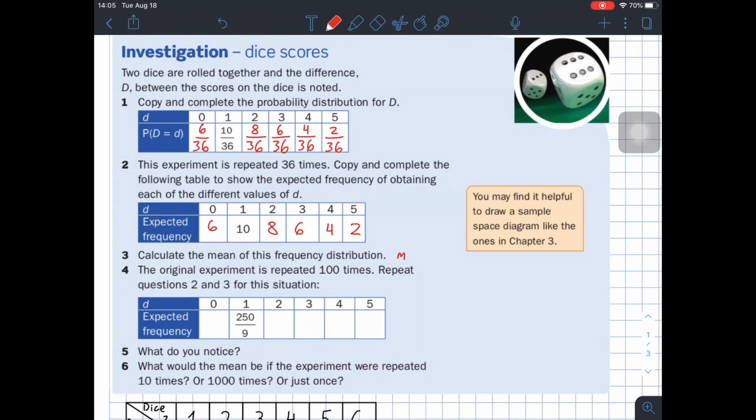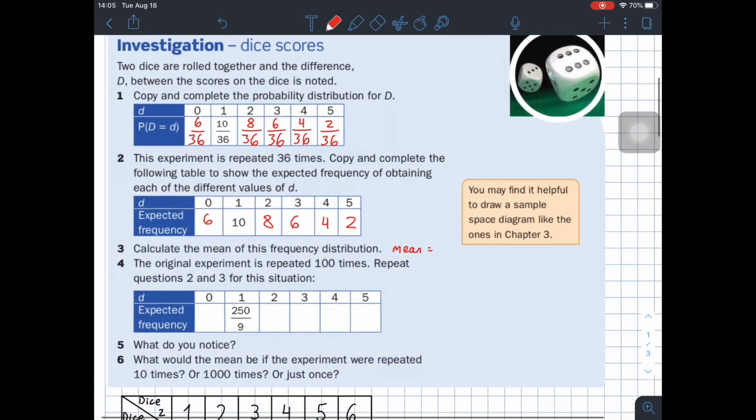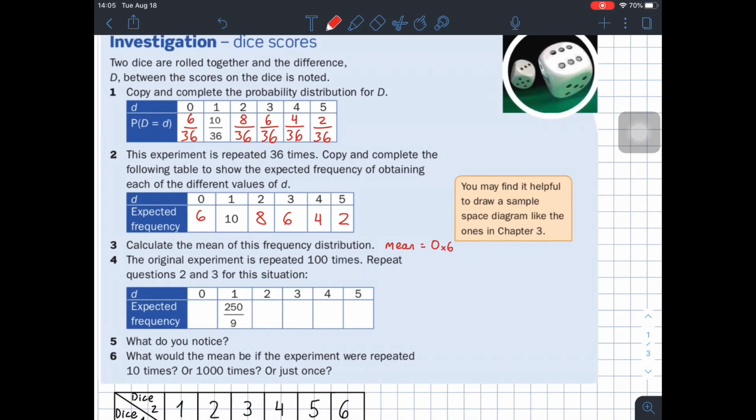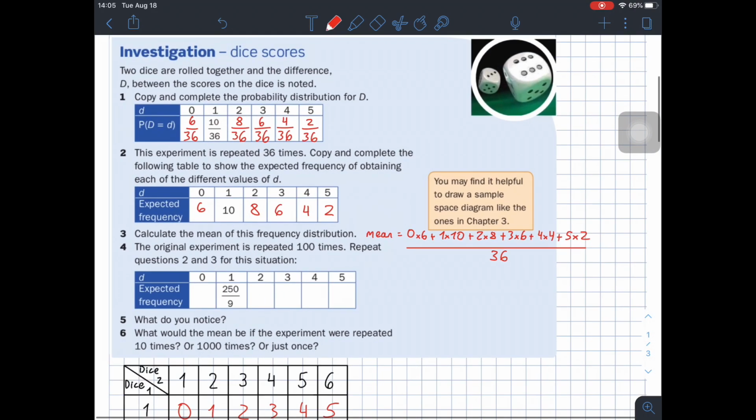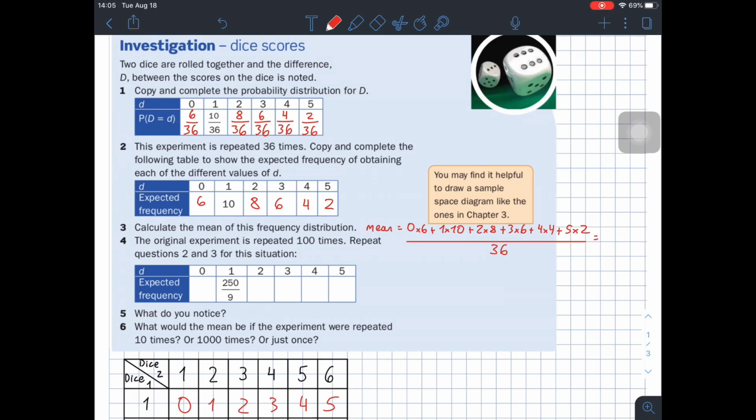We're going to say that the mean is equal to 0 times 6, plus 1 times 10, plus 2 times 8, plus 3 times 6, plus 4 times 4, plus 5 times 2. And all of this is being divided by 36, right? Because we do 36 throws in total. If you make this division using your calculator, you should get a value of 35 over 18, which is approximately 1.94, okay? Then we're gonna analyze the meaning of this value.